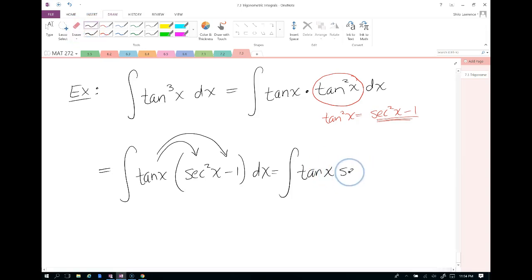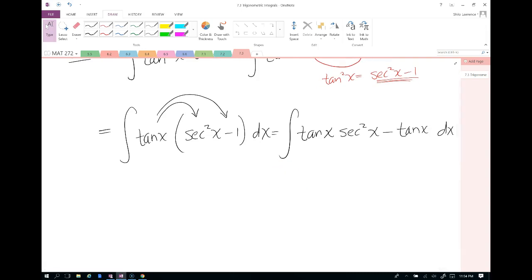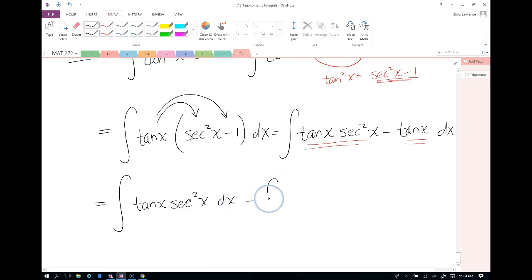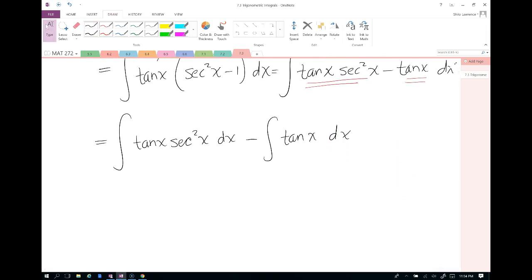Tan x times secant squared x minus tan x dx. And we really could look at this as two separate integration problems. And we're probably going to have to because we're going to integrate them differently. So we've got to integrate tan x secant squared x dx and then minus the integral of tan x dx. And I'm writing them separately because I know that I'm going to have to do them differently.